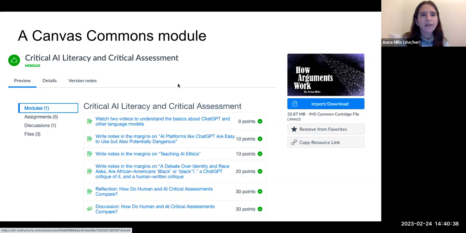So I went ahead and I shared that as a module on Canvas Commons. If you use Canvas as your LMS, you can just access that then and import. Commons is always available to you from Canvas, but even if you're using a different LMS, you can still access this and export it. People have brought it into Blackboard and into Moodle. So Canvas Commons is just a really easy way to share our materials.